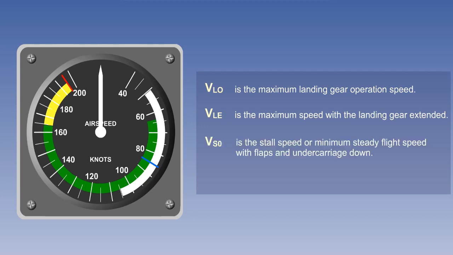VS0. This is the stall speed or minimum steady flight speed in the landing configuration. And VS1, which is the stall speed or minimum steady flight speed in a specified configuration. Note the difference between the definition of VS0 and VS1.